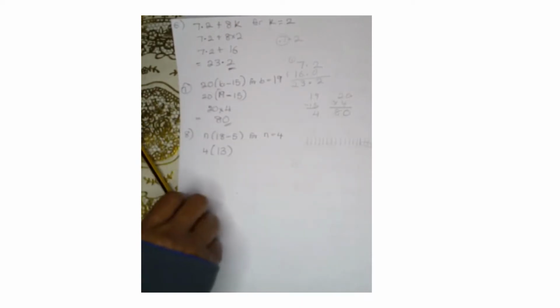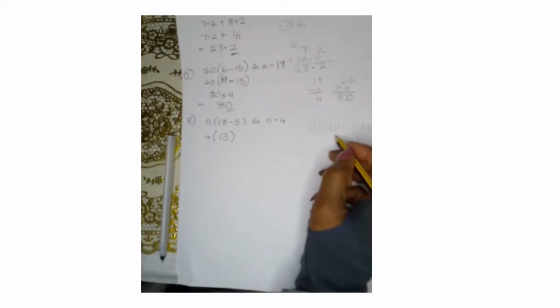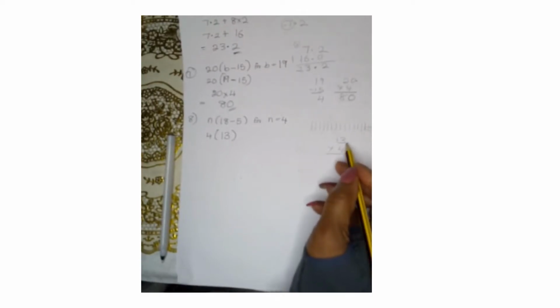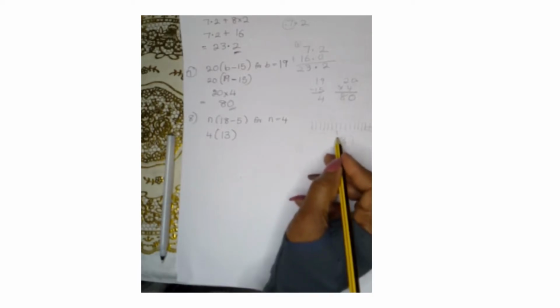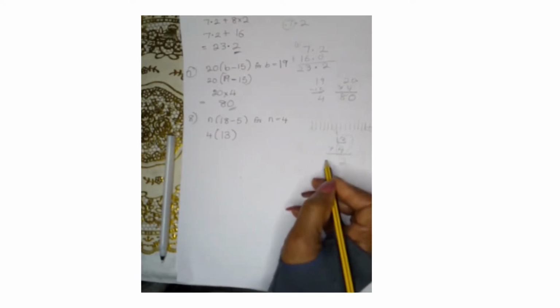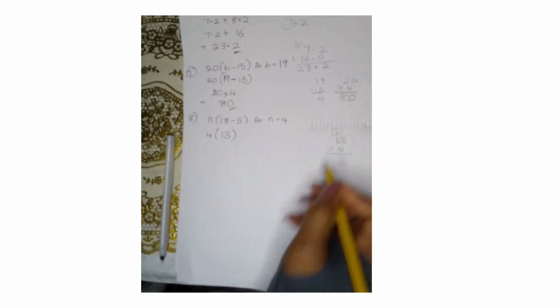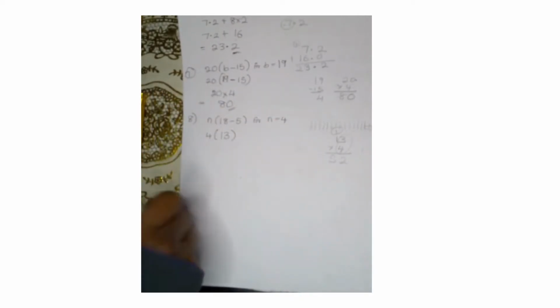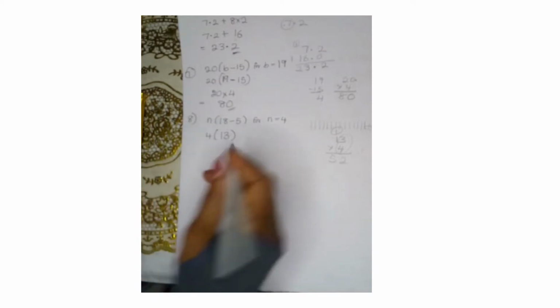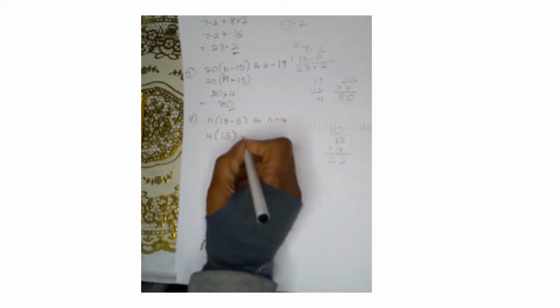Now we are going to multiply. 13 multiplied by 4. How do we do it? 4 multiplied by 3 first, which will give you 12. You put 1 up. 4 multiplied by 1 gives you 4, plus this one up here to give you 5. So the answer here is equal to 52.